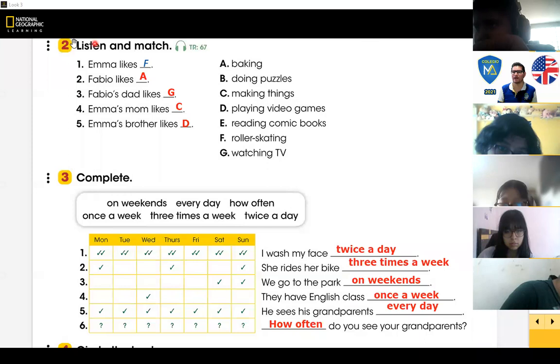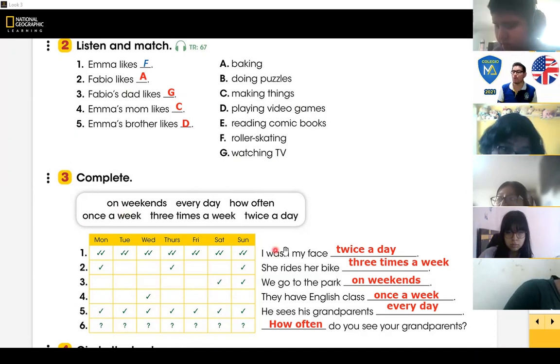Remember, here we have the answer for the listening. Emma likes roller skating. Fabio likes baking. Fabio's dad likes watching TV. Emma's mom likes making things. And Emma's brother likes playing video games. Now, the next activity, activity number three.